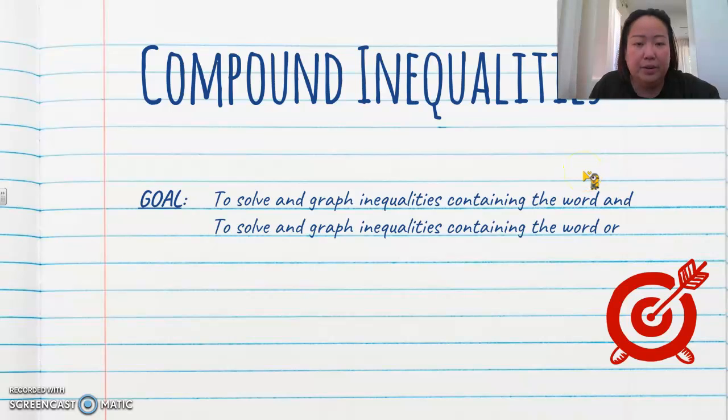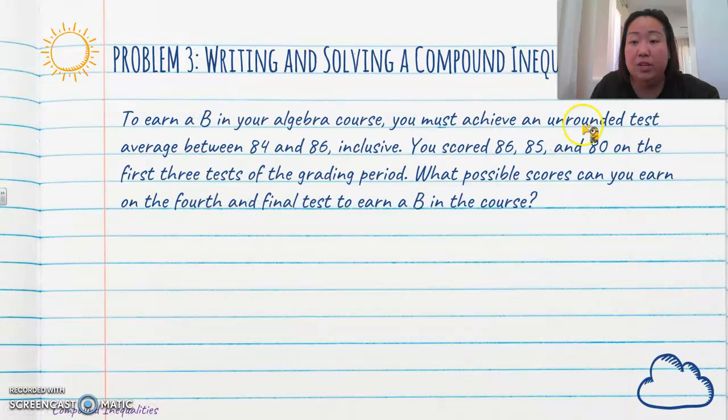All right, so let's continue our discussion on compound inequalities. We still have the same goal, but this time for this next example, we'll be working on a word problem. To earn a B in your algebra course, you must achieve an unrounded test average between 84 and 86 inclusive, okay?